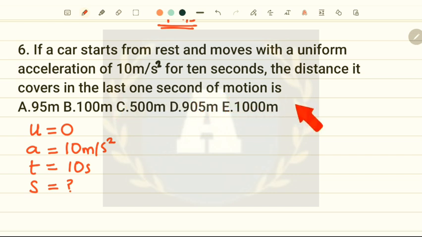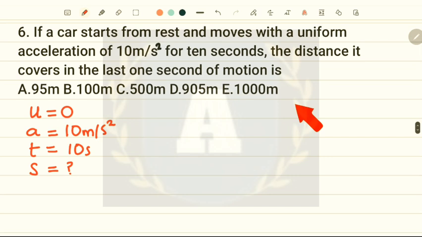The distance it covers is the last 1 second of motion. So the distance it will cover in the last 1 second of motion, the total time for that distance is 10 seconds. But they said that this is the last 1 second, that will be the 9th and the 10th seconds. So that is the distance for the 10 seconds minus the distance for the 9th second.